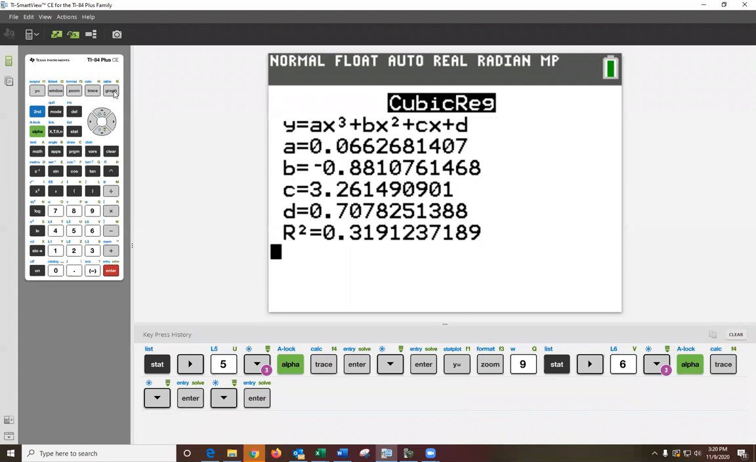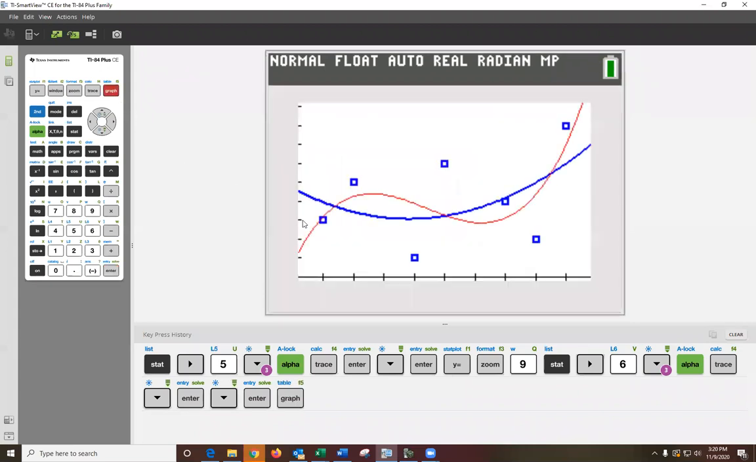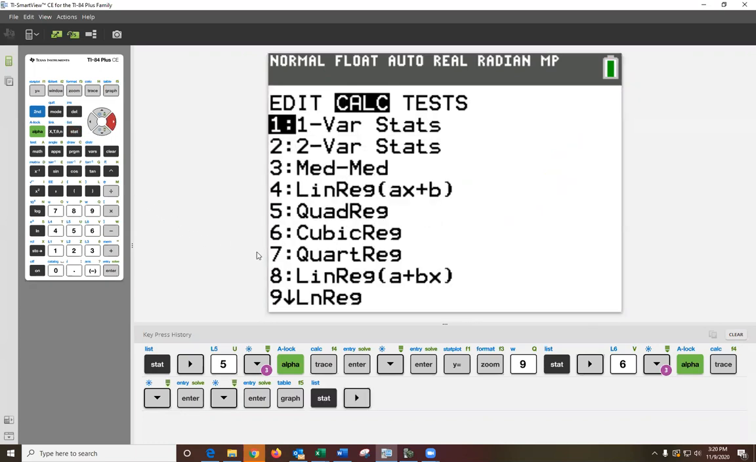Okay, if we take a look at the graph, the skinnier line, I think it's red. I don't know, I'm colorblind. It fits it better. It kind of looks like it follows the pattern a little better. It's not great. And you know what? You could go back to stat right and maybe try quartic or linreg or lnreg or something. See if you find something better.